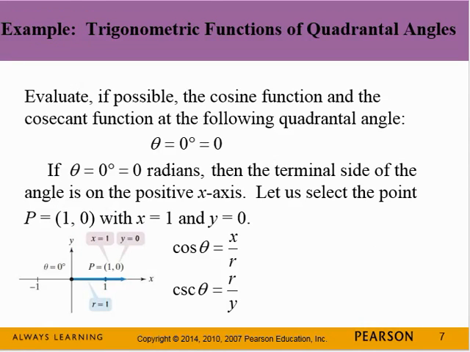It says, evaluate, if possible, the cosine function and the cosecant function at the following quadrantal angle. Your theta is 0 degrees, so it's at 0. This means your P is (1, 0), so x is 1, y is 0. So let's see if we can solve them. You have x is 1. Do you know what r is right now? r is just this, so r equals 1.